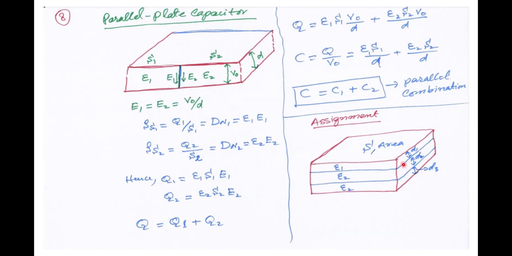The thickness of these materials are D1, D2, and D3. So you have to use the electrostatic field theory to define the capacitance of this structure. What would be the capacitance of this structure? In this case, the two interfaces between the three different mediums are parallel to the conducting sheet.